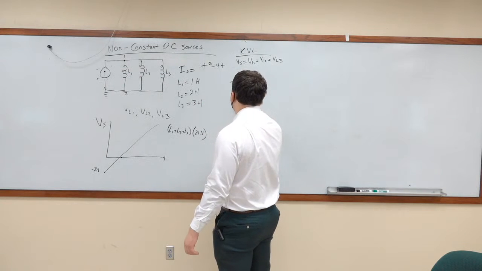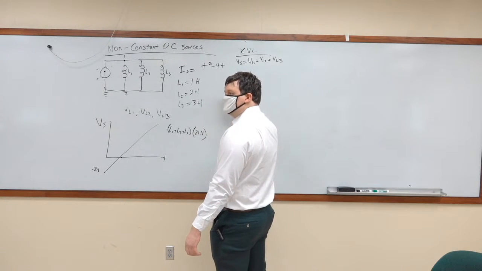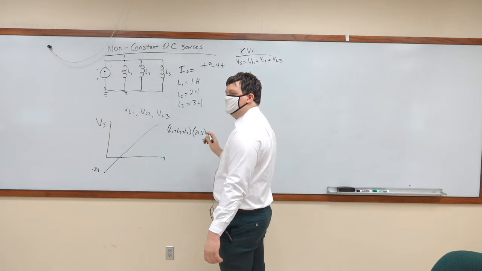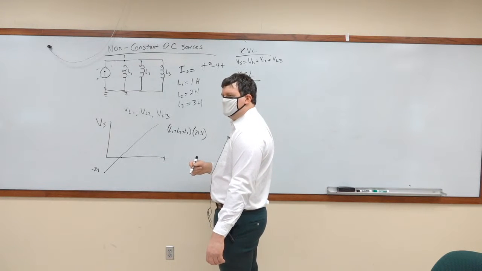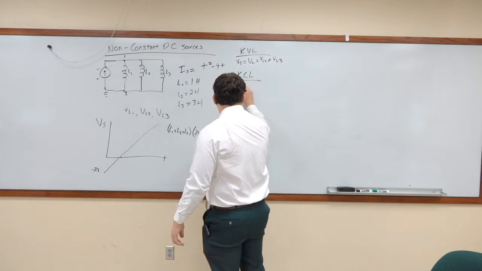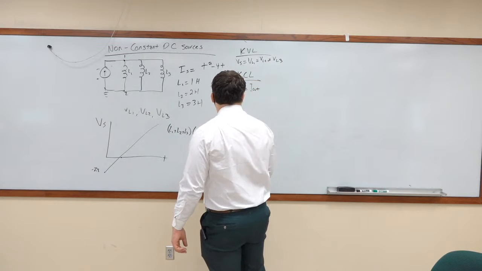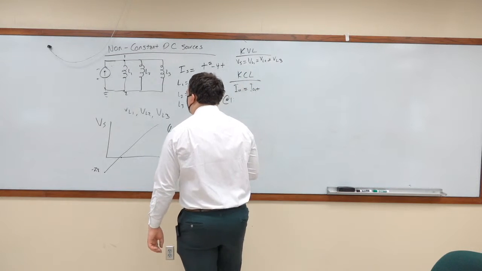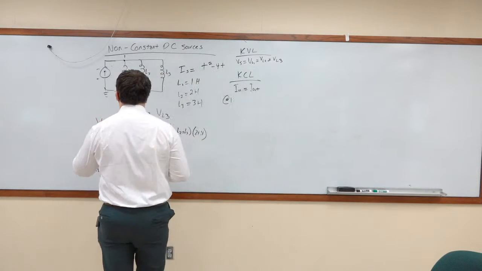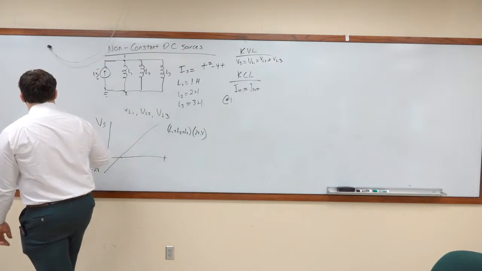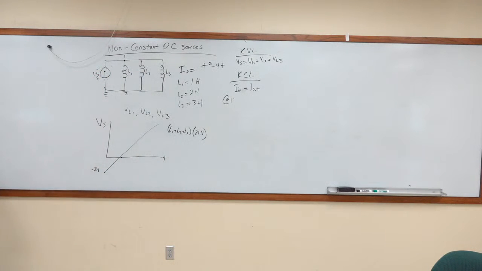I think that was true for a different example. KCL is just the I in equals I out. Yeah. Oh, was that what you were saying? We'll go with that. I in equals I out. Okay, so at node 1, what is your input to node 1? What is the current that's flowing into node 1?